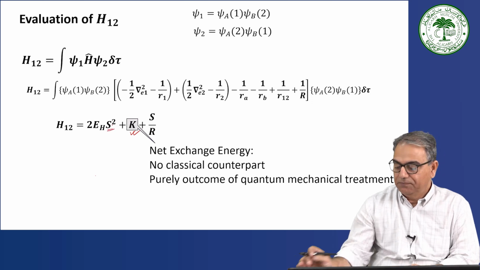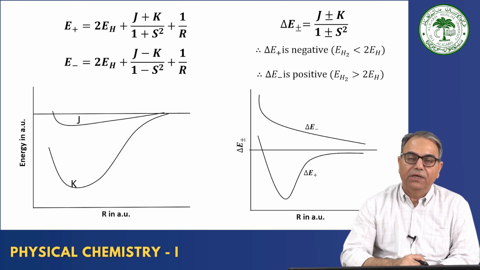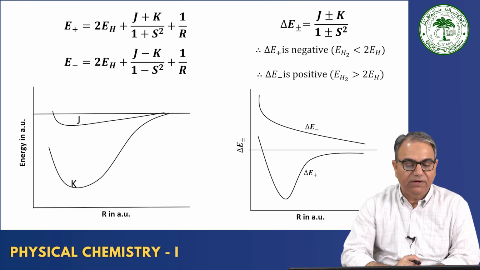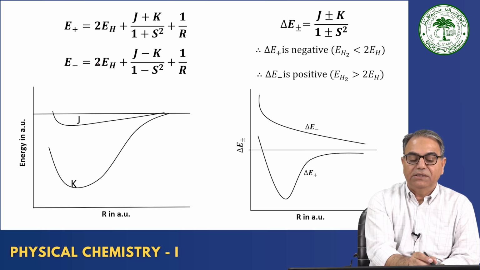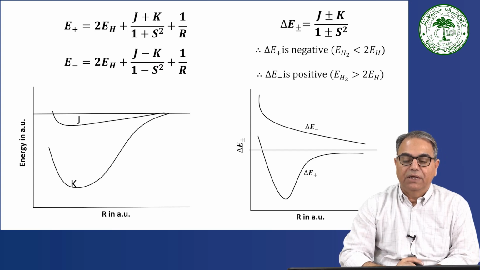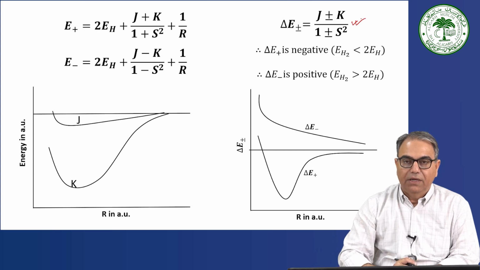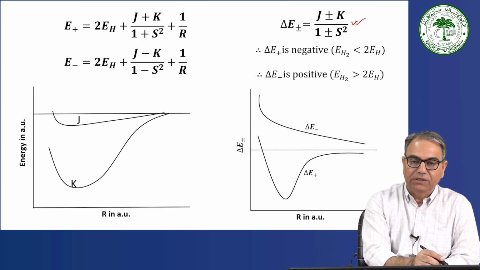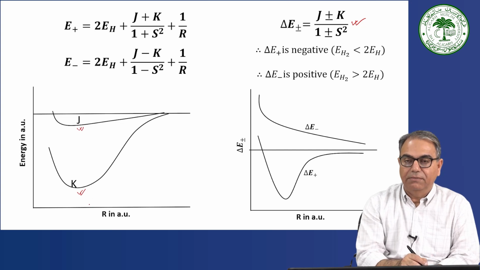With the overlap integral S square, if you put these values in the expressions for energy E plus and E minus, which we have found, then you write E plus as 2EH plus J plus K over 1 plus S square plus 1 by R, and E minus as 2EH plus J minus K over 1 minus S square plus 1 by R. If you find the difference between the two, the difference delta E comes out to be this one. I told you in the plot that the J dip is smaller, and the K dip is much deeper.